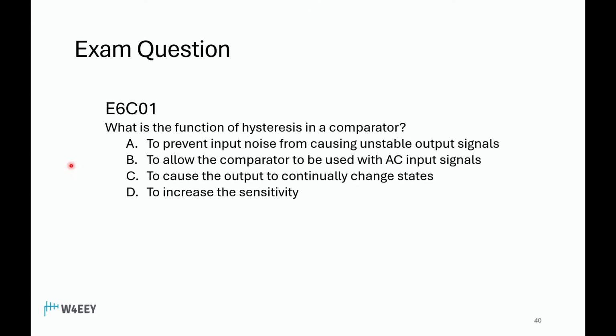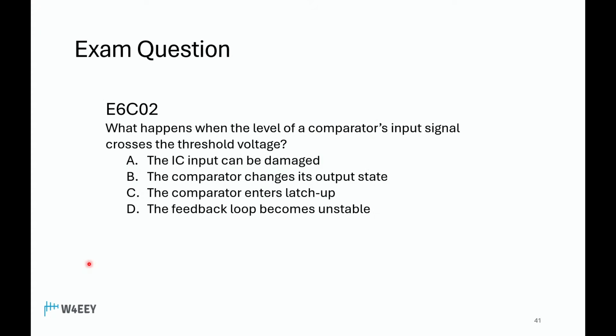What is the function of hysteresis in a comparator? It prevents noise from causing an unstable input or output signal. That would be alpha. Yep, alpha, correct. That's the way that they've put it in the pool. What happens when the level of a comparator's input signal crosses the threshold voltage? Bravo. It is Bravo. The comparator changes its output state.